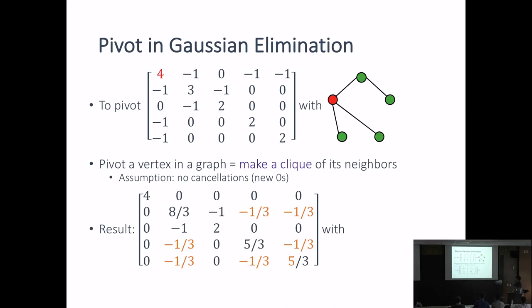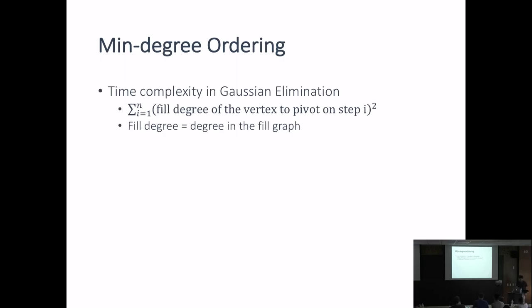After zeroing out the first row and column, we get the following matrix. And then the resulting fill graph is just the graph over here. First of all, we remove this node from the graph, and then we make a clique out of its neighbors. Okay, so we get the fill graph over here. So what's the time complexity in this Gaussian elimination process? That will be the sum of complexity over the steps. For each step, we need to calculate a Schur complement of this matrix, and that takes time that's the square of the degree of this node, and this degree is called fill degree.